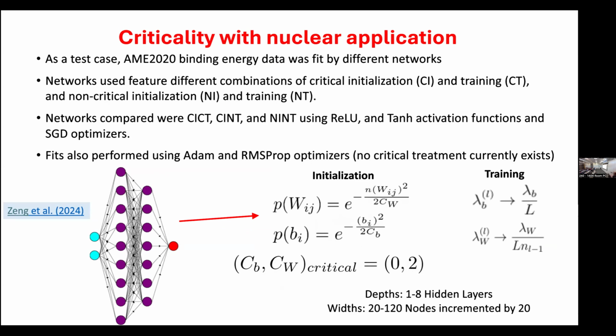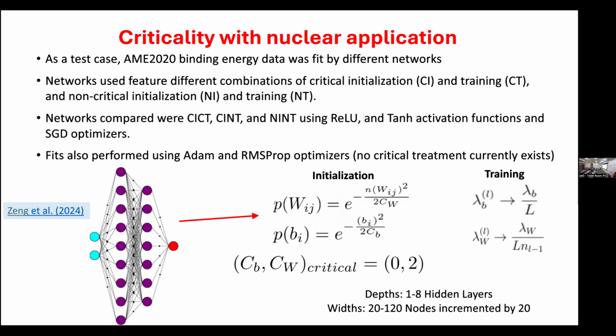And so I used 3 different types of networks. I used one that was fully critical, where it's using a critical initialization and critical training. I used a half critical network, where it's just critical initialization. And then a fully non-critical network that's just using the standard out-of-the-box versions of things from PyTorch. And I performed this with ReLU and tanh, and I used a stochastic gradient descent optimizer because all of these things have prescriptions for tuning to criticality.